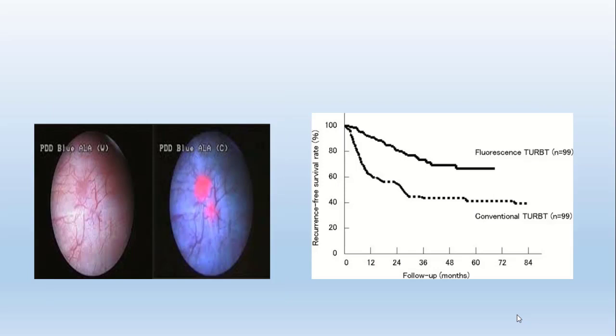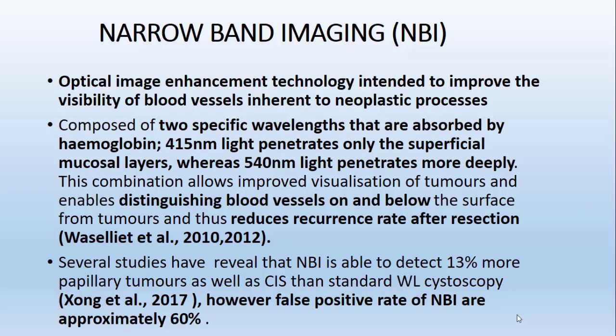This shows the recurrence-free tumor survival after fluorescent TURBT and conventional TURBT. Narrowband imaging is an optical image enhancement technology intended to improve the visibility of blood vessels inherent to the neoplastic process. It is composed of two specific wavelengths that are absorbed by hemoglobin: 415 nanometer light and 540 nanometer light. The 415 only penetrates the superficial mucosal layer, while 540 nanometer light penetrates more deeply. On this basis, we can visualize the tumor and distinguish the blood vessels on and below the surface of the tumor, which helps in the resection and thus reduces the recurrence rate after resection.